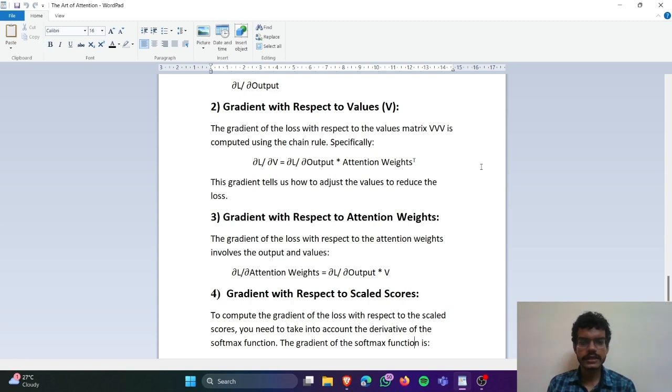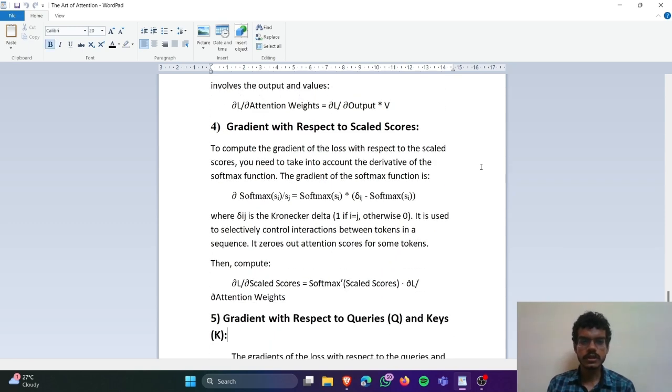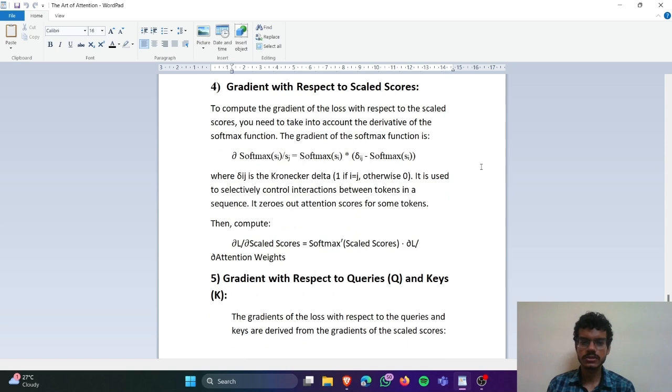Then you have to calculate the gradient with respect to attention weights. So del L by del attention weight is equal to del L by del output into V. Now the gradient with respect to scaled scores. So for the gradient of the softmax function, you have to take this into account. You can see this, and here this delta ij is very important. It is Kronecker's delta. So it is 1 if i is equal to j and otherwise 0.